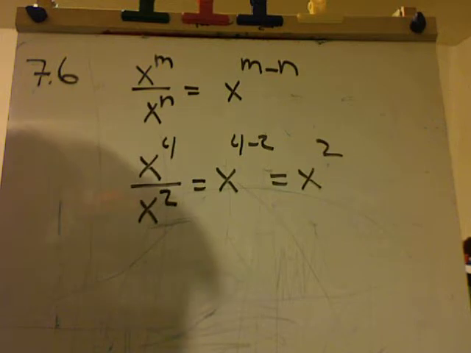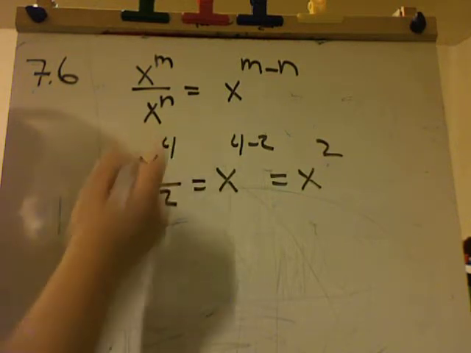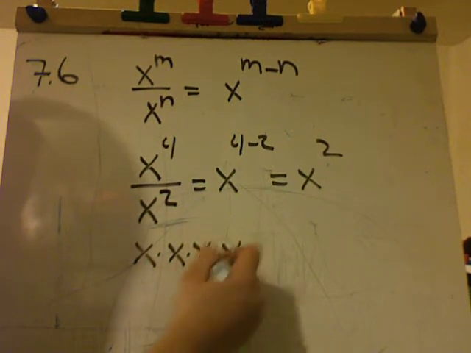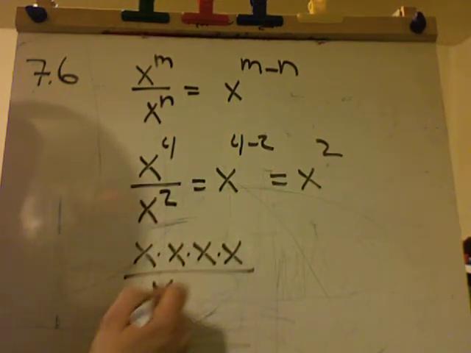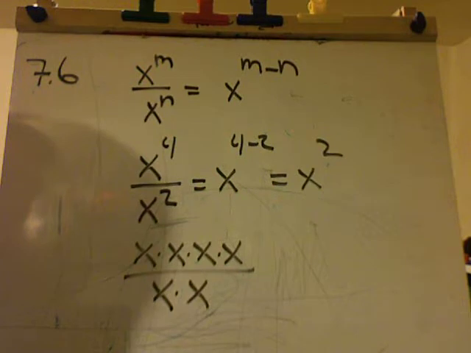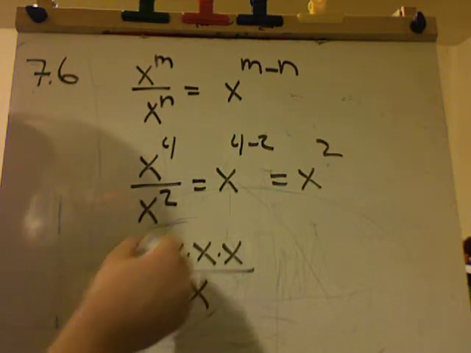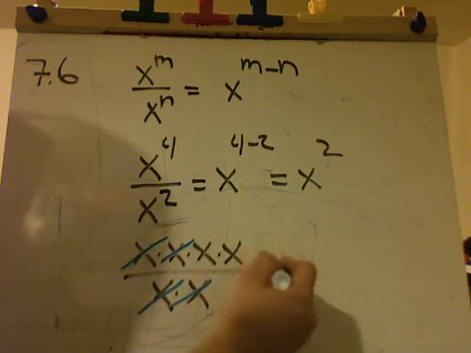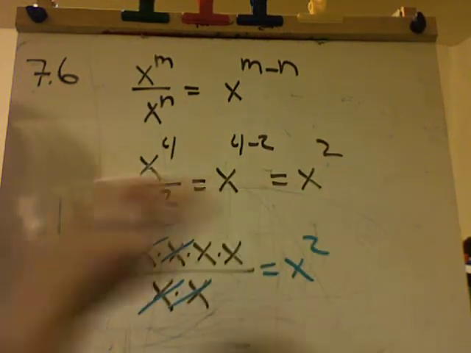Well, why is that? Well, let's look at what's really happening. This is saying we have 4 x's. 1, 2, 3, 4. This down here is saying we have 2 x's. X times x. Okay, so we look at this and say, well, you know what? This x cancels that x cancels that x. So what am I left with? 2 x's.